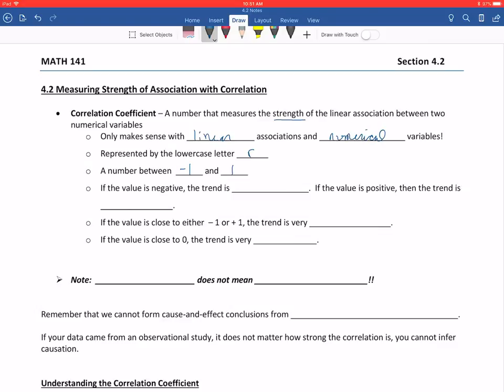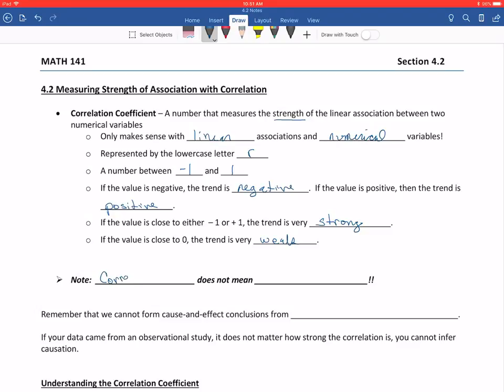These correlation coefficients are numbers between -1 and +1. If the value is negative, then your trend is negative. If the value is positive, then the trend is also positive. If the value is close to either -1 or +1, then the trend is very strong. So again, it's a measurement of strength. The closer the value is to -1 or 1, the stronger it is. And if the value is close to 0, then the trend is very weak.